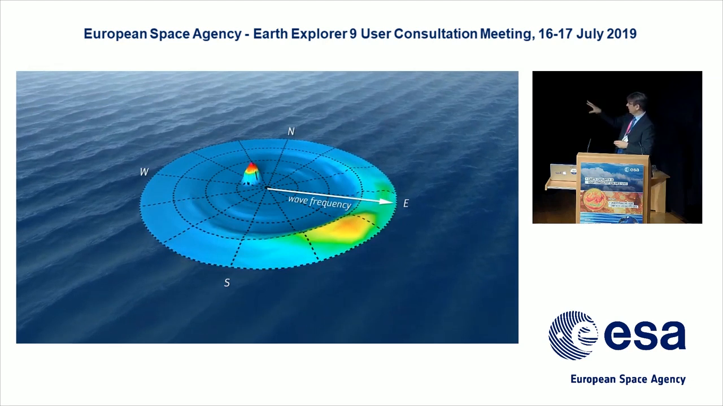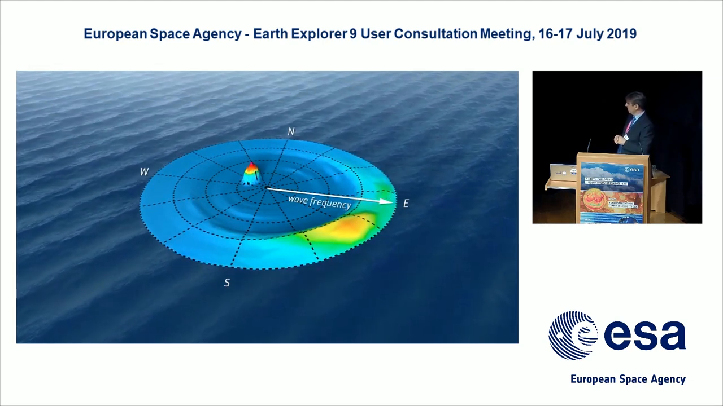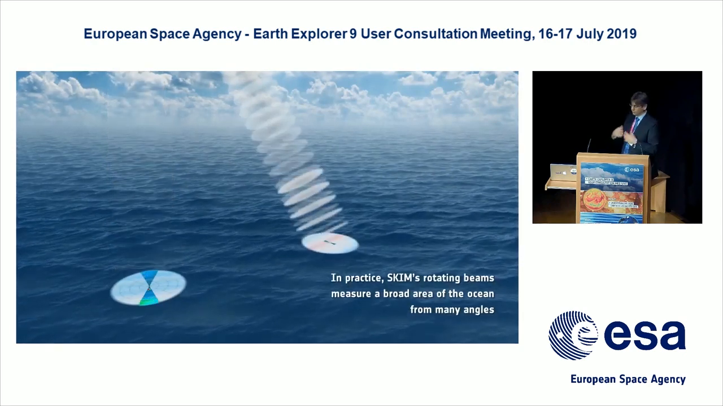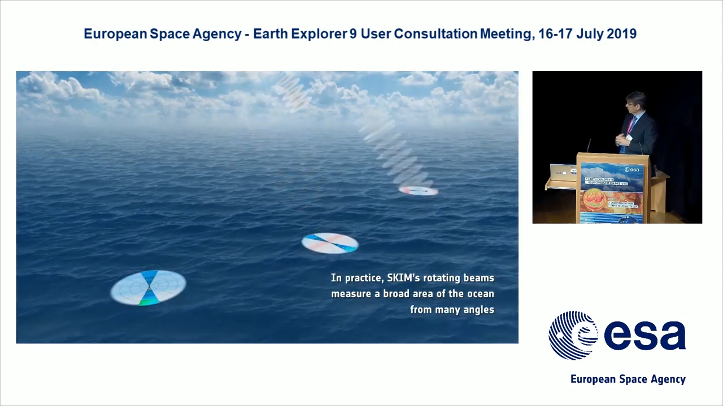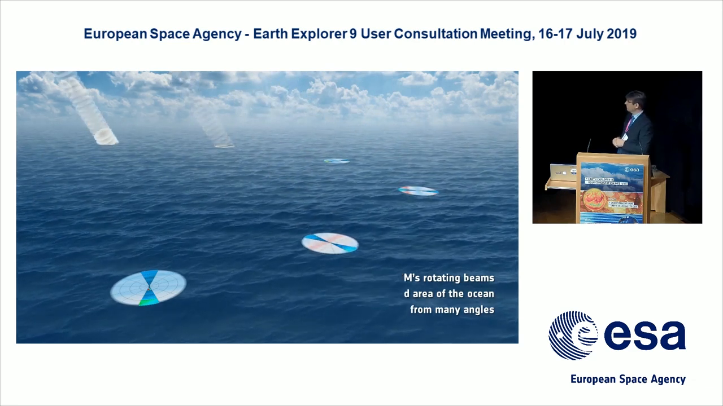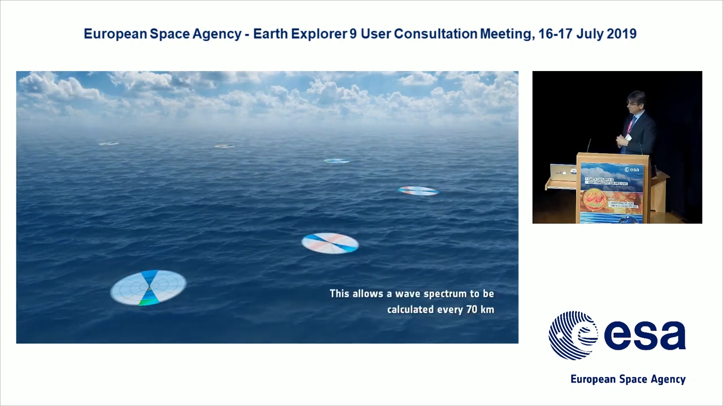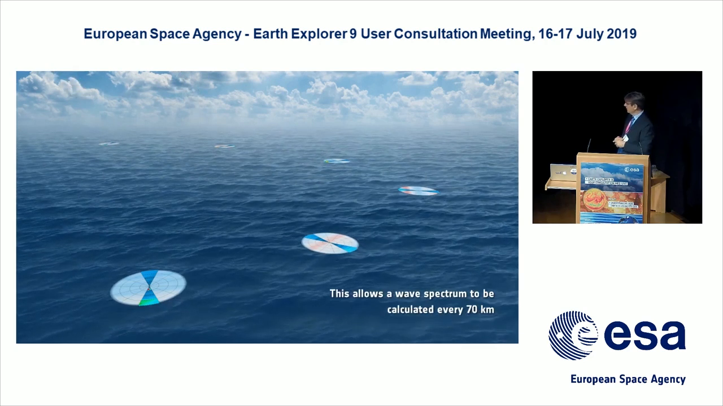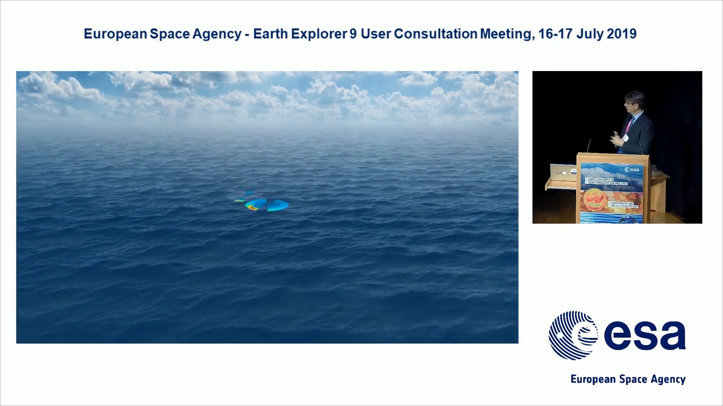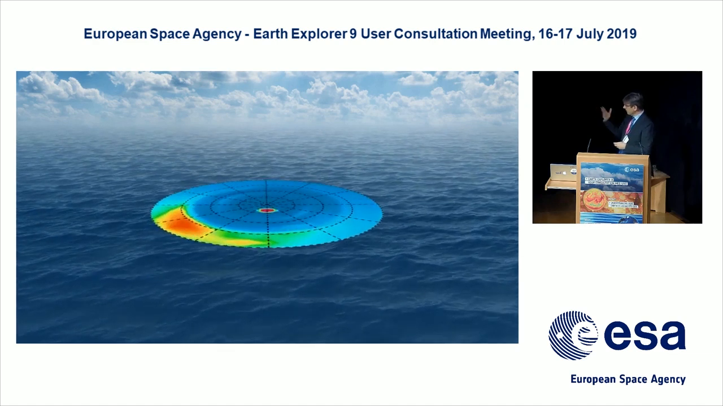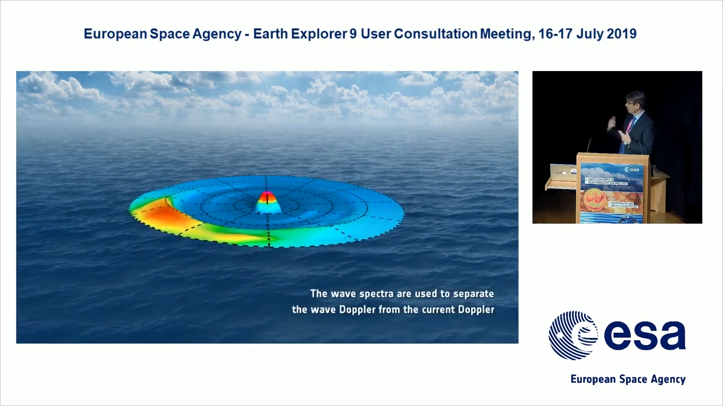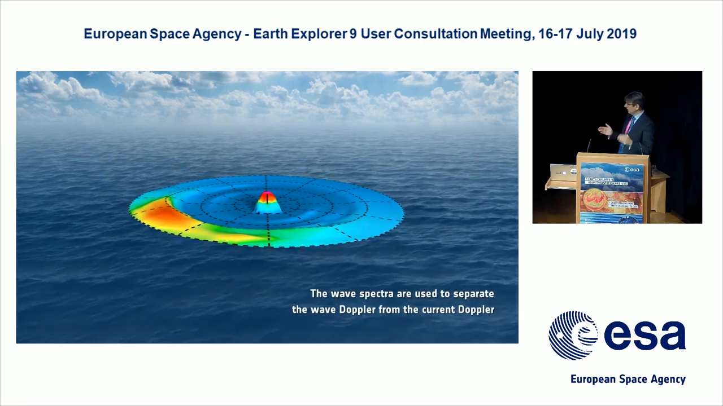So in practice, SKIM is not looking straight down and shining on it. We're actually going around. And in general, the wave field is rather uniform at this scale. So we can actually combine all these measurements to make one estimation of the spectrum in a 70 by 70 kilometer box. And that's, again, our spectrum with the swell in the middle and the wind sea on the outside. And what's very important for SKIM is that we're able to resolve these relatively short waves that are super important for the Stokes drift and the wave Doppler. And I'll come back to that later.